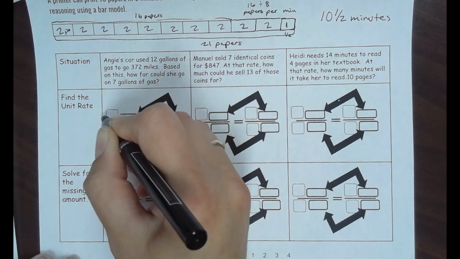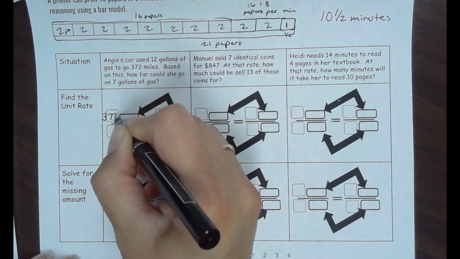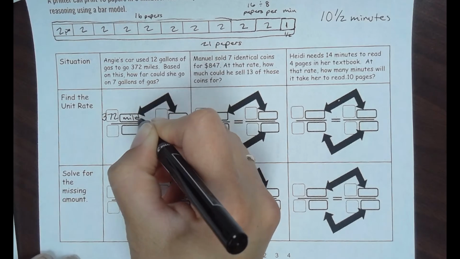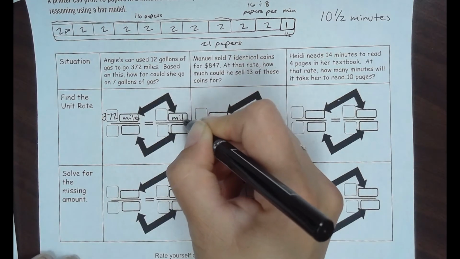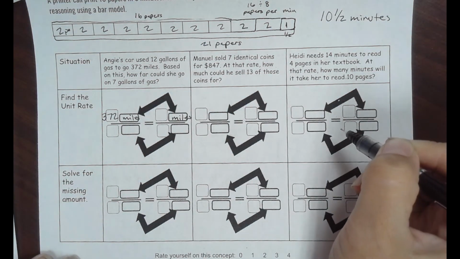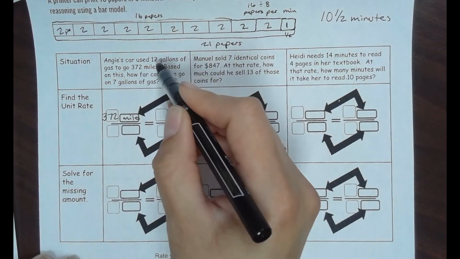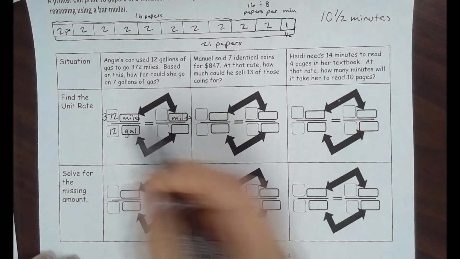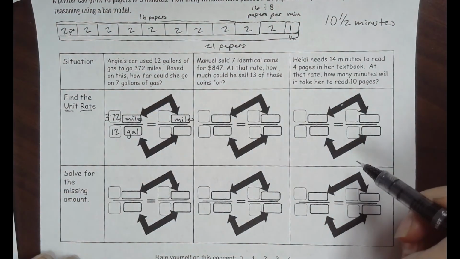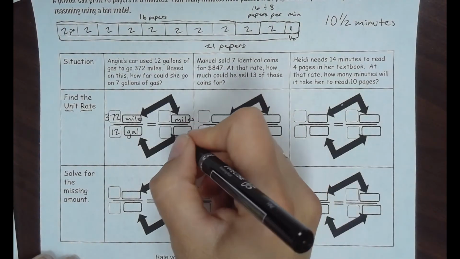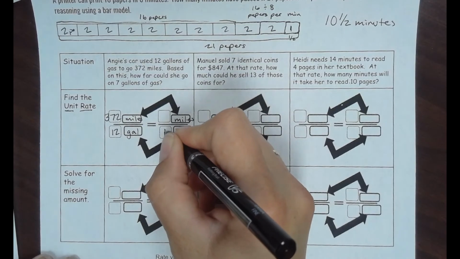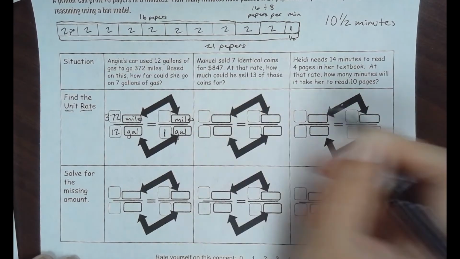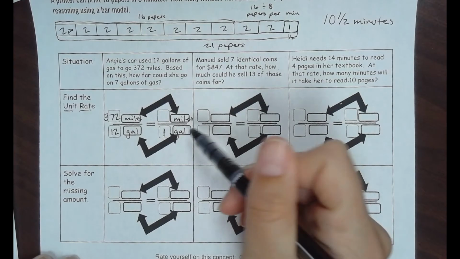So we're comparing 372 miles. Okay, if I'm putting miles up here, I'm putting miles up here as well. And 372 miles went with 12 gallons of gas. So here we're finding the unit rate. So I want to know for 1 gallon of gas. What do I need to do to go from 12 to 1?